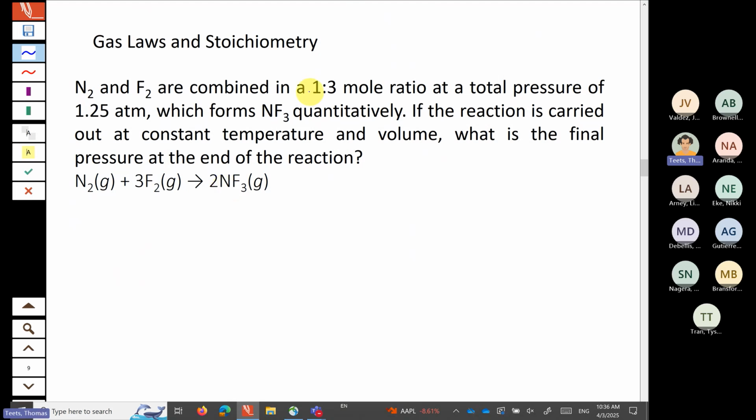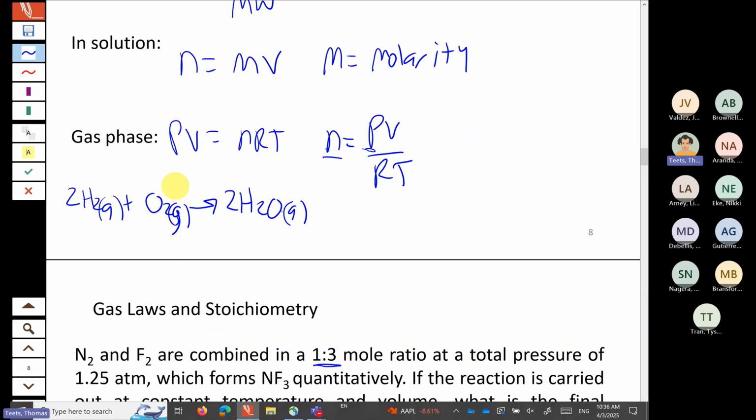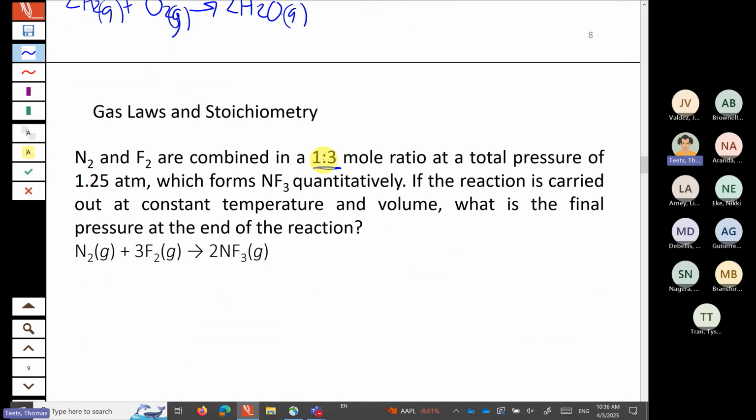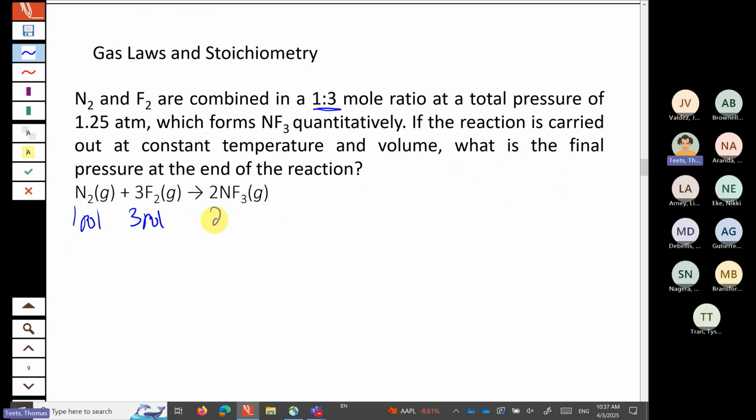But we are telling you here just the ratio that these things are combined at, a 1 to 3 mole ratio. We're not telling you the exact amount. But it turns out, because of the way the ideal gas equation works, where what we're looking for here is final pressure, and that's proportional to number of moles, it doesn't really matter what number we choose for the individual moles. If we want to do real numbers for this, we can just assume that we have 1 mole of N2 and 3 moles of F2. And then we're going to form 2 moles of NF3.